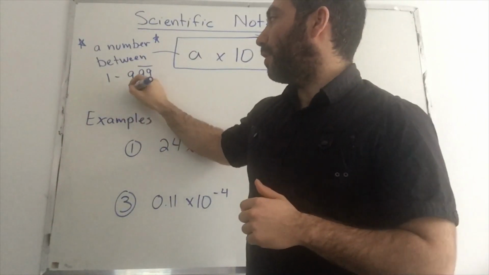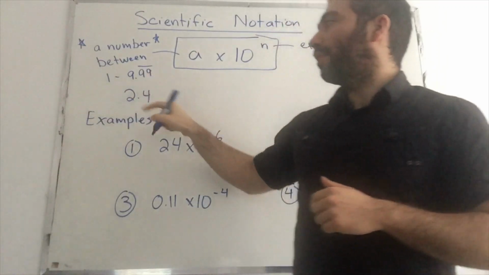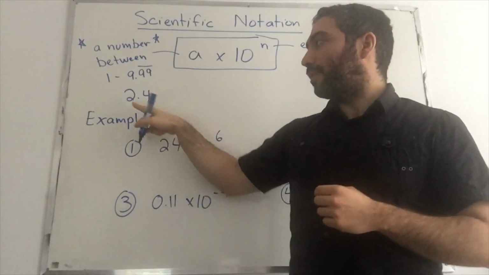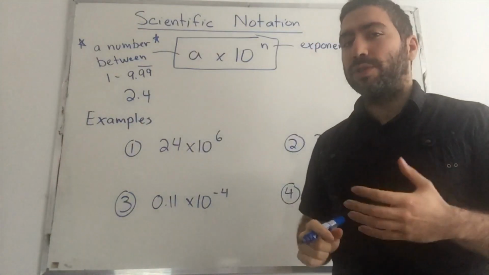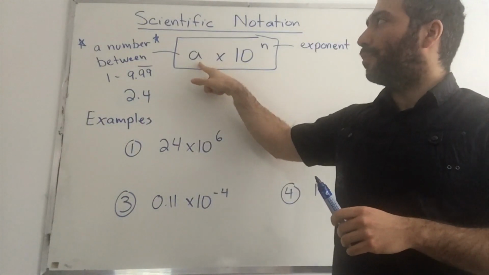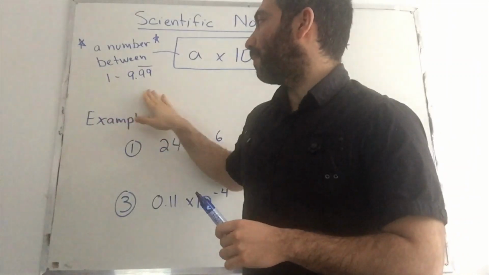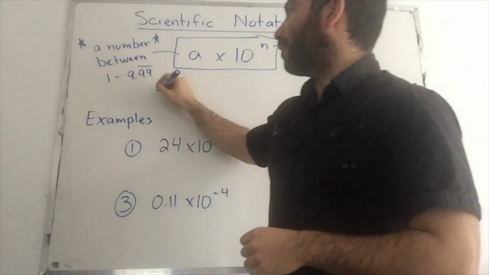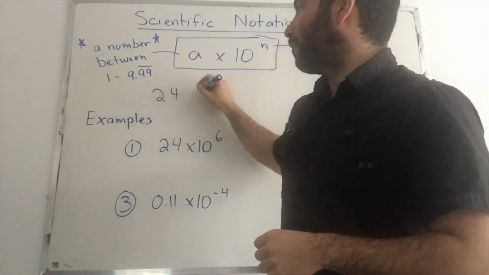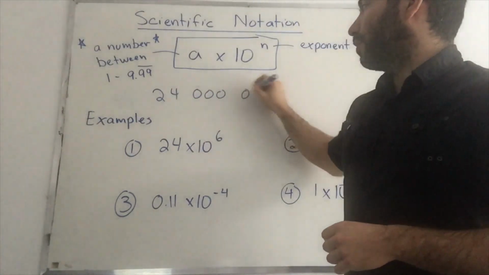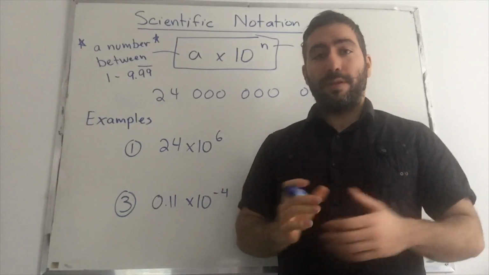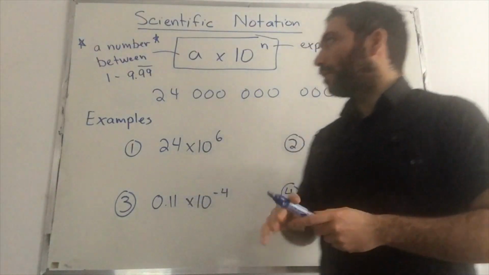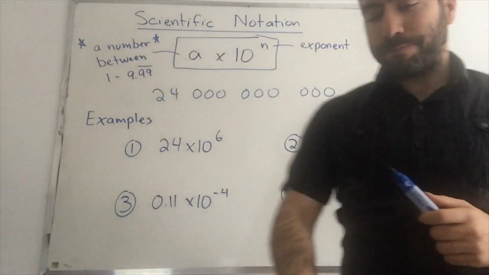So for instance, if you have the number 2.4, notice that the decimal comes right after the first digit. 2 is the first digit followed by a decimal. That's what you want whenever you have a number written in scientific notation, because no one wants to write a big number like 24 followed by, I don't know, 100 zeros. That would take way too long to write, so we use this convenient notation.